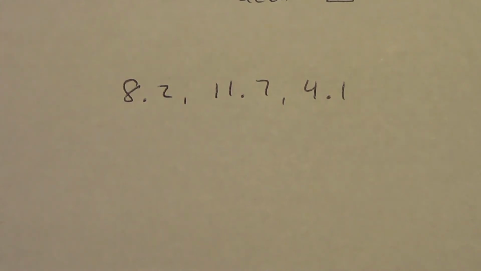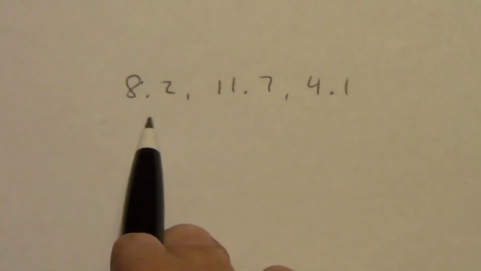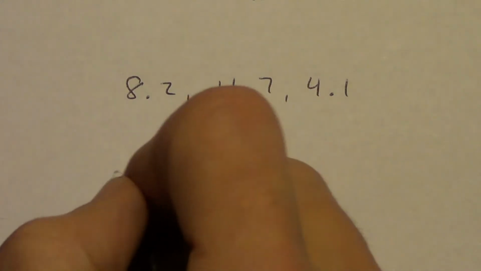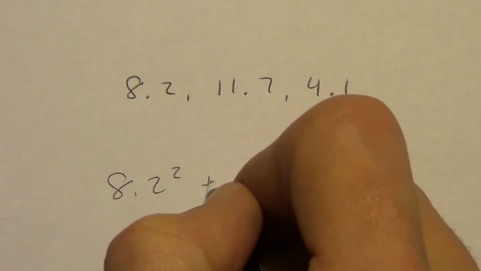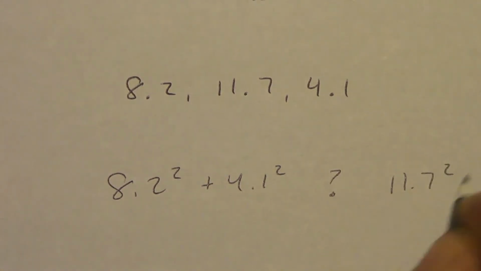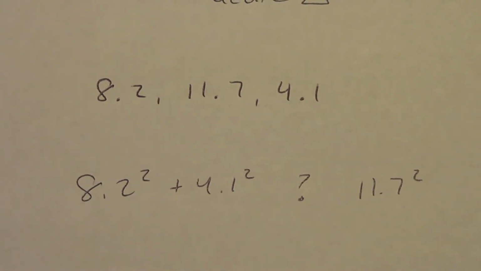Got to be careful here. These aren't in order from smallest to biggest like sometimes we have them, so we've got to think about which one is A, which one is B, and which one is C. All right, so this is C. A and B, it does not matter what order you put them in. I'm going to go ahead and put them in slightly different order: 8.2 squared plus 4.1 squared, big old question mark, 11.7 squared. A lot of times we'll make A the smallest, but it doesn't really matter, so we can go either direction.